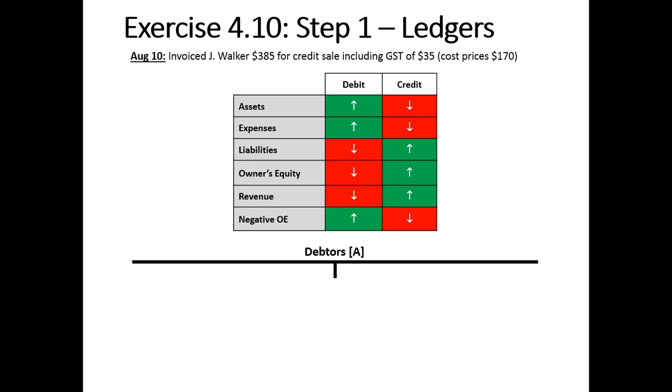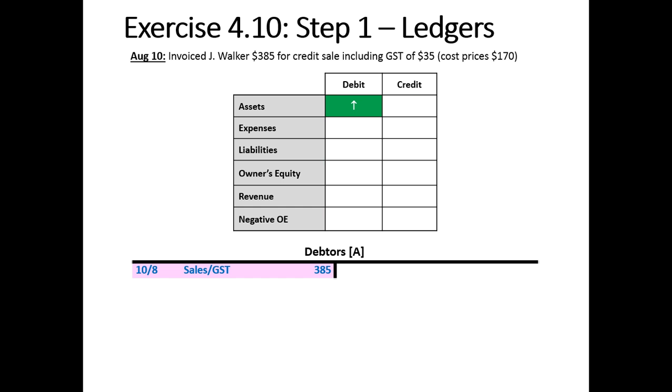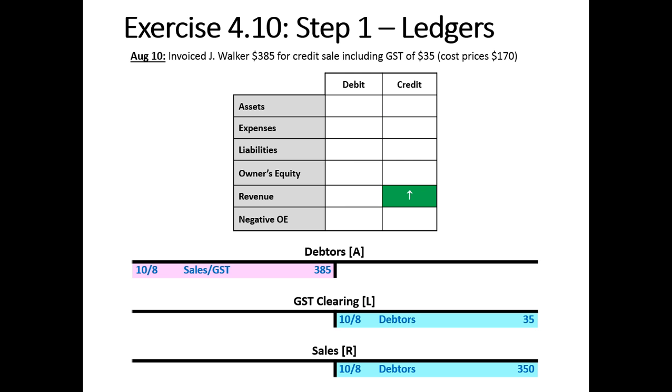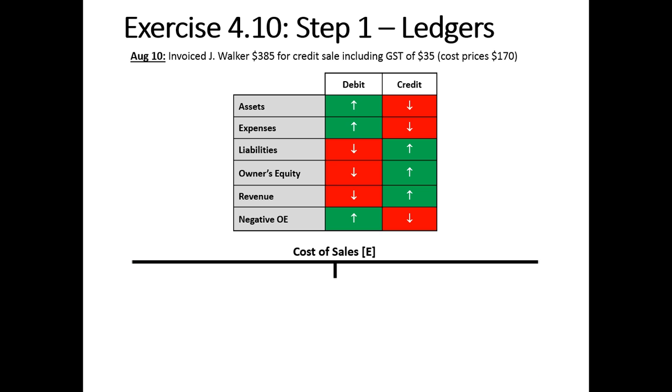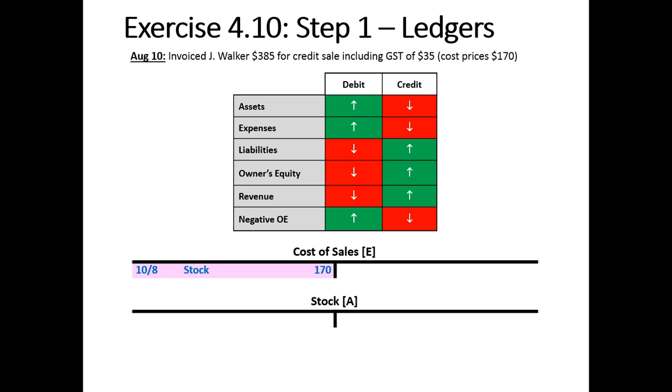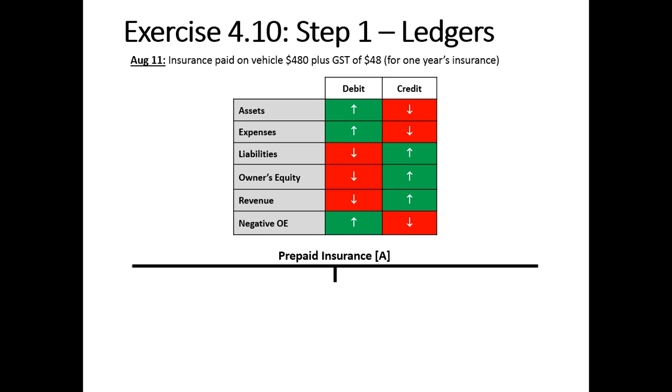Invoice J Walker for a credit sale, $385 including GST of $35 with a cost price of $170. So unlike the previous sales where cash went up as a debit, this time it'll be debtors. We haven't actually received the money. The other side will be the same. We've charged a customer, so that'll increase our GST liability, and we've made a sale of $350. Cost of sale expense goes up $170, and our stock asset decreases $170.